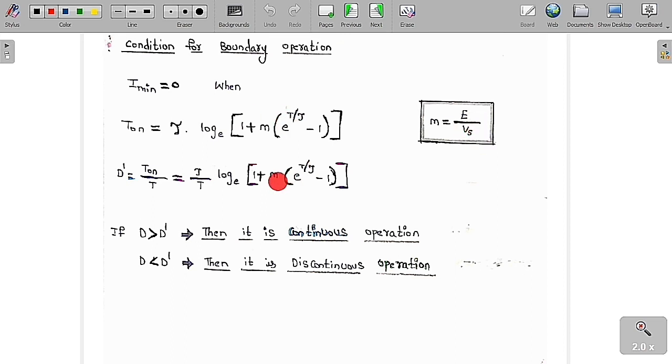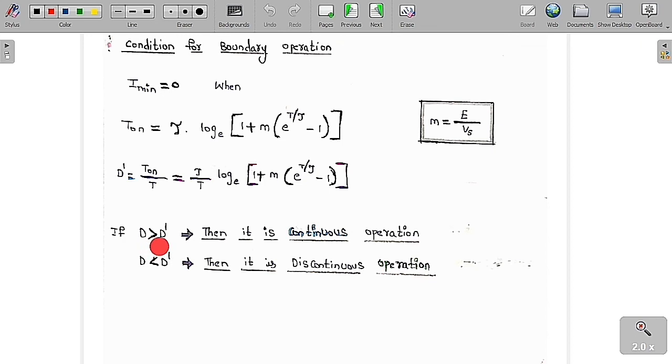But I want the particular d. What is the particular d for which I minimum is equal to 0? That particular d is called d dash, which is T1 by T. At this particular d dash only, I am going to get I minimum as 0. So this is the particular duty ratio, which is d dash.